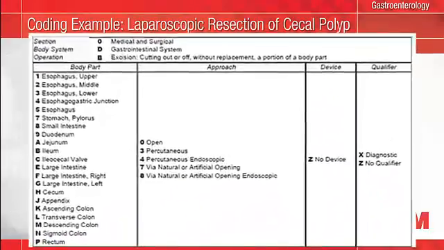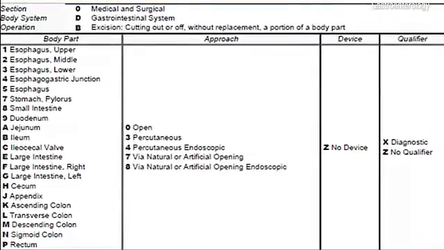Here you see the table the coder will use to construct the code for this procedure. The first 3 digits of the code come from here, indicating an excision procedure involving the gastrointestinal system. The next digit of the code captures the specific body part, in this case, the cecum. The approach of percutaneous endoscopic shows that the procedure was performed laparoscopically. No device indicates a device was not left in the body, as would be in the case for a PEG tube insertion.